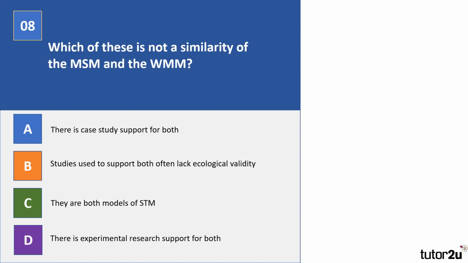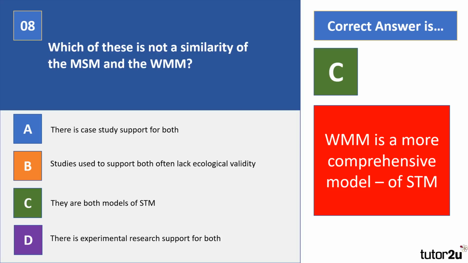Question 8. Which of these is not a similarity of the multistore model and the working model of memory? A. There is case study support for both. B. Studies used to support both often lack ecological validity. C. They are both models of short-term memory. D. There is experimental research support for both. Pause the video. Right, the correct answer here is C, and the purpose of this question is to demonstrate an area of confusion with some students.